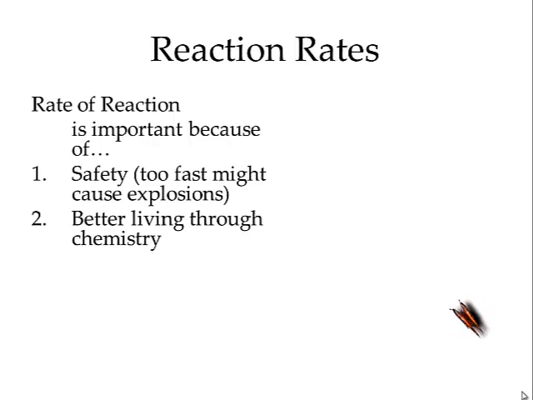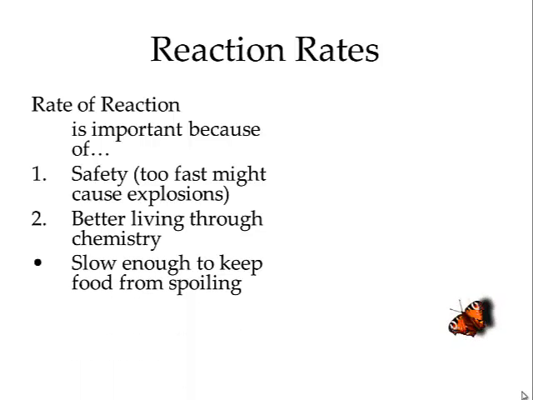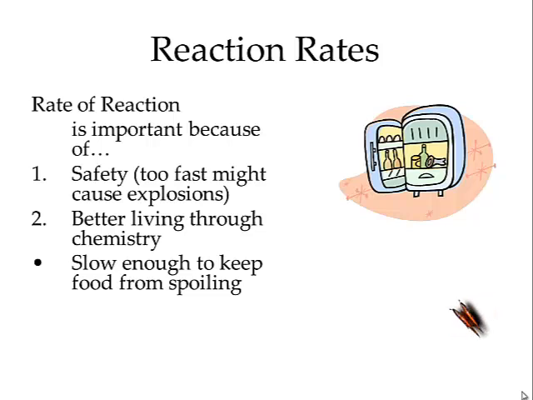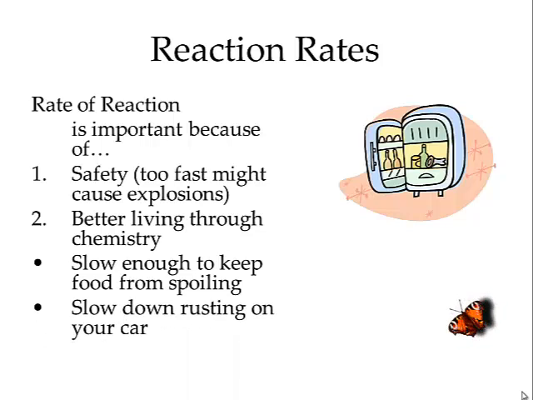For example, everybody has a refrigerator at their house. The purpose of a refrigerator is to slow down the reaction of your food spoiling. So we're controlling the rate of reaction so we can eat our food longer. Another example would be getting a special coating on your car to slow down the rusting of your car. You're trying to control the chemical reaction rate of the rusting process.